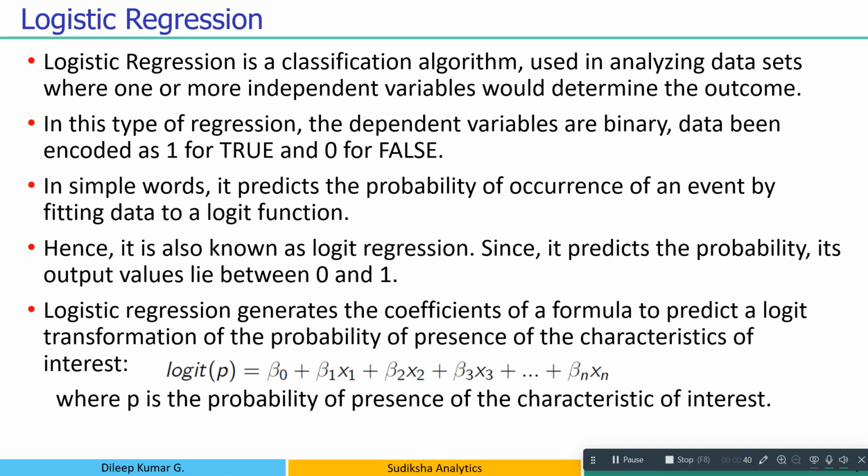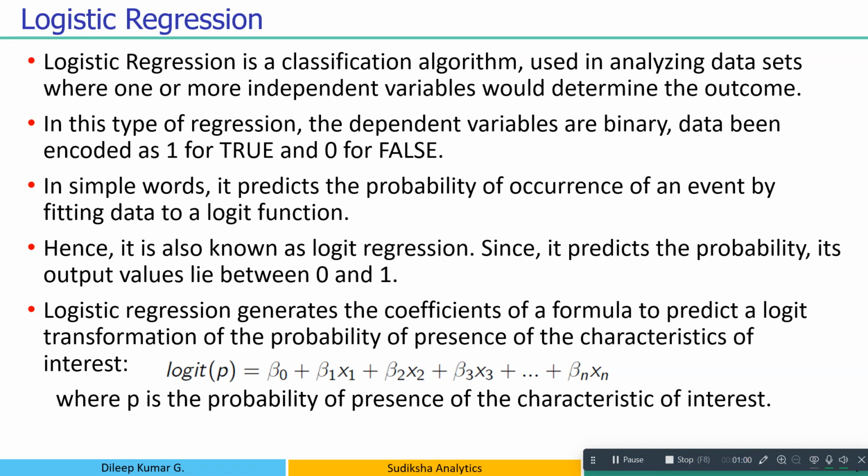When your target variable's value is like 1 or 0, meaning true or false, yes or no, in that case you can apply logistic regression. It's a binary classification. It can also be used for multi-class problems, meaning more than two values.